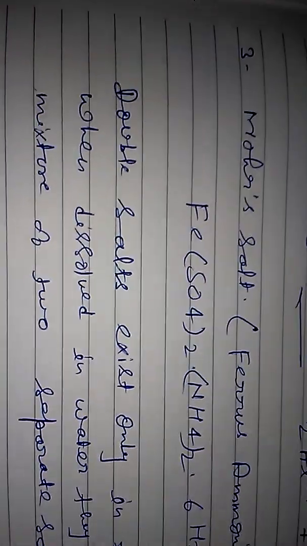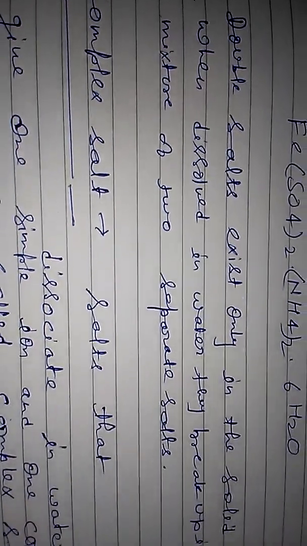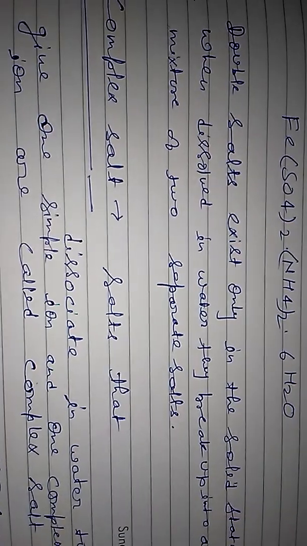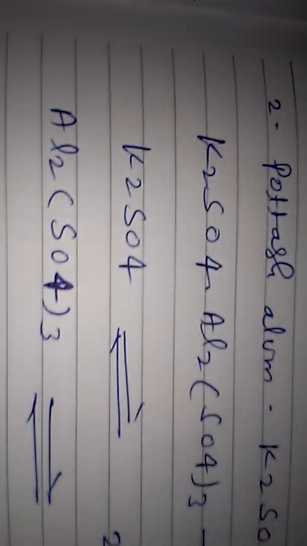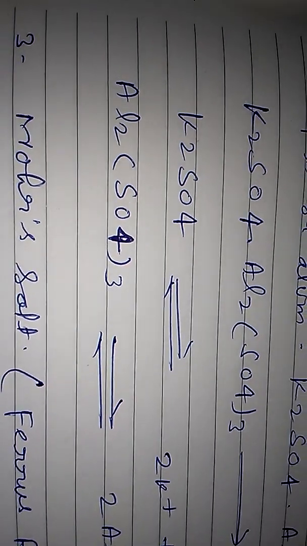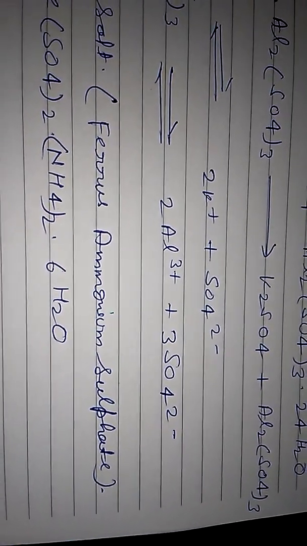You can see here, as already explained, a double salt exists only in the solid state, because when they dissolve in water, they break up into a mixture of two separate salts. As shown here, K2SO4·Al2(SO4)3 is a double salt in the solid state, but when it dissociates in aqueous solution, it forms two separate salts, that is K2SO4 and Al2(SO4)3, potassium sulfate and aluminum sulfate.